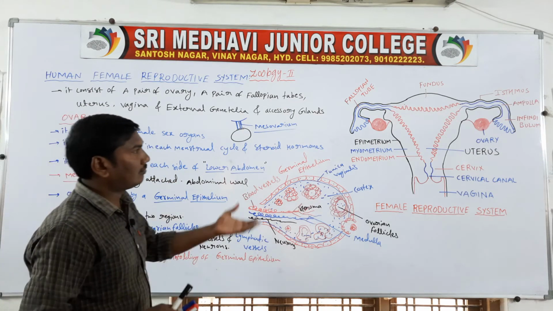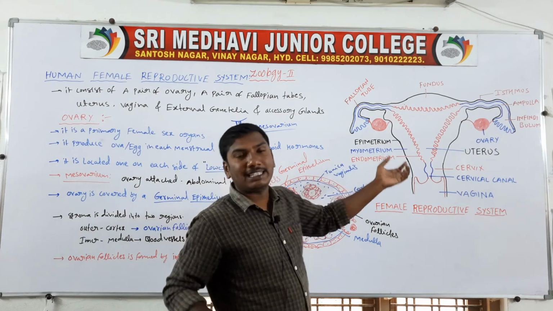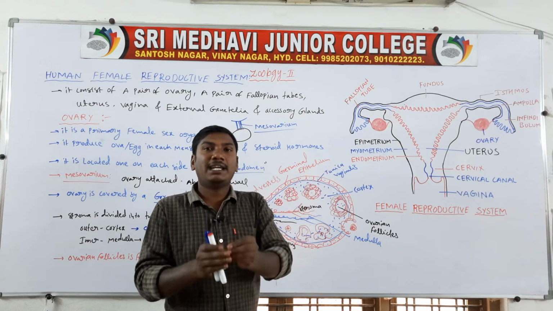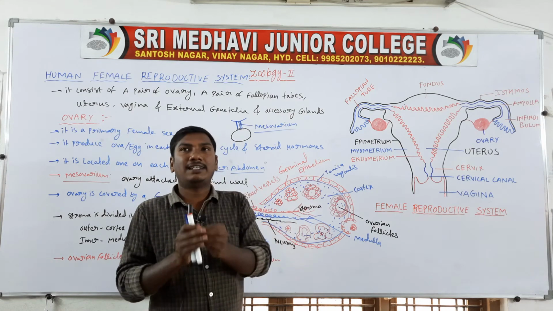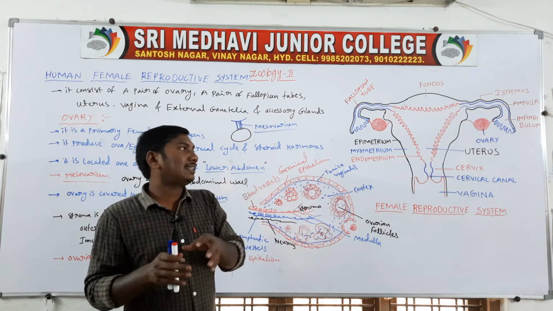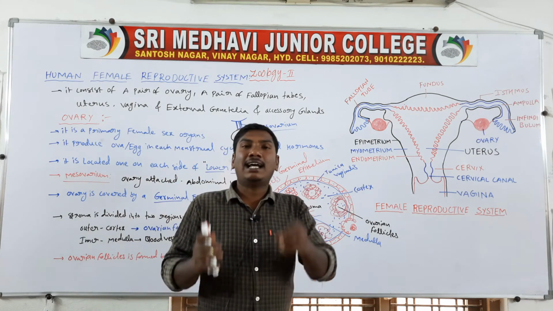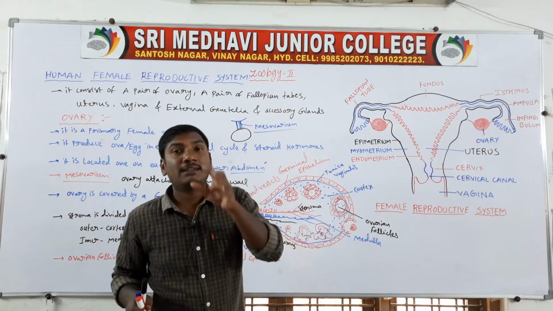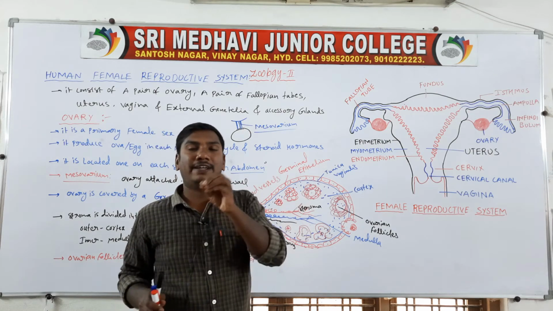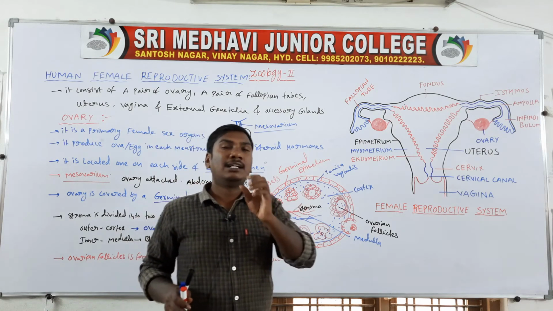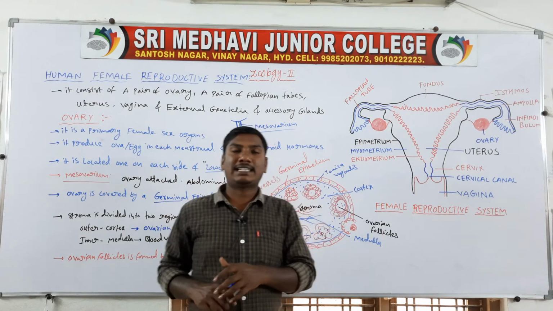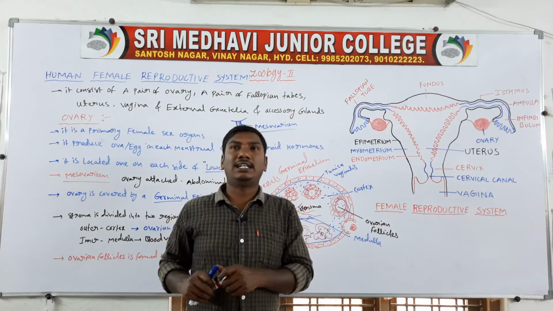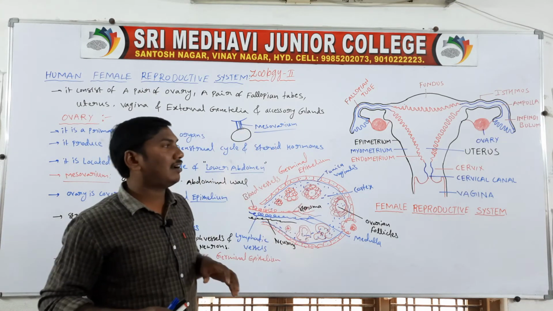Once revised, so the ovaries, a pair of ovaries present in the females. The ovaries are the female primary sex organs. The ovaries release the ovum, or egg, in each menstrual cycle. Next one, they release the female sex hormones.